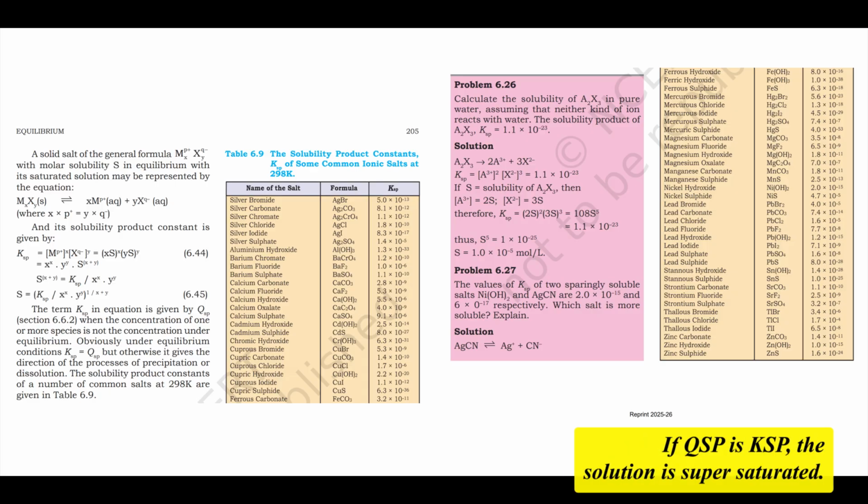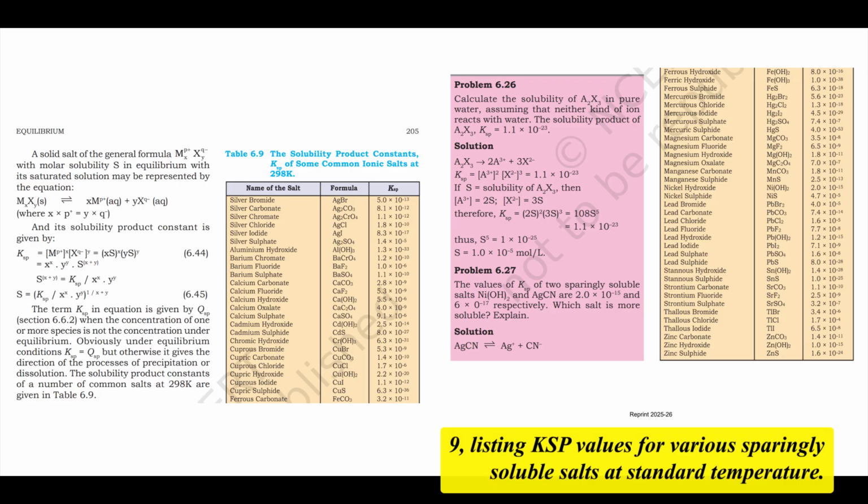If Qsp > Ksp, the solution is supersaturated. Precipitation will occur until Qsp = Ksp. If Qsp < Ksp, the solution is unsaturated, and more solid can dissolve until Qsp = Ksp. If Qsp = Ksp, the solution is saturated, and the system is at equilibrium. Textbooks like NCERT provide tables, for example Table 6.9, listing Ksp values for various sparingly soluble salts at standard temperature.